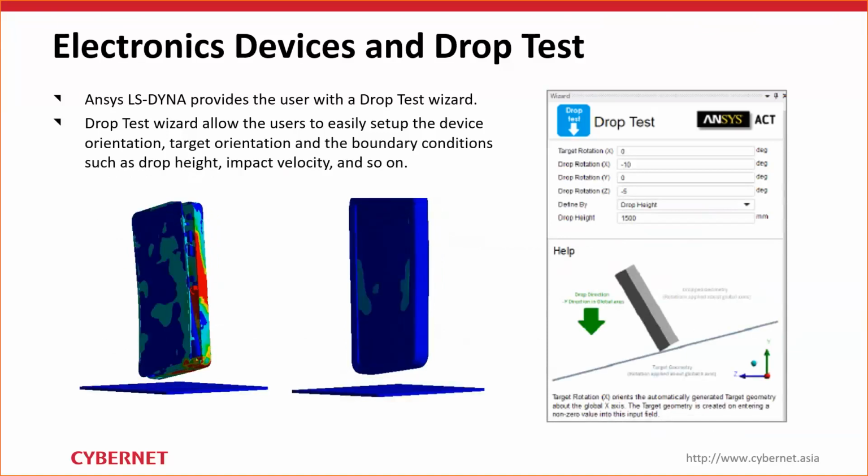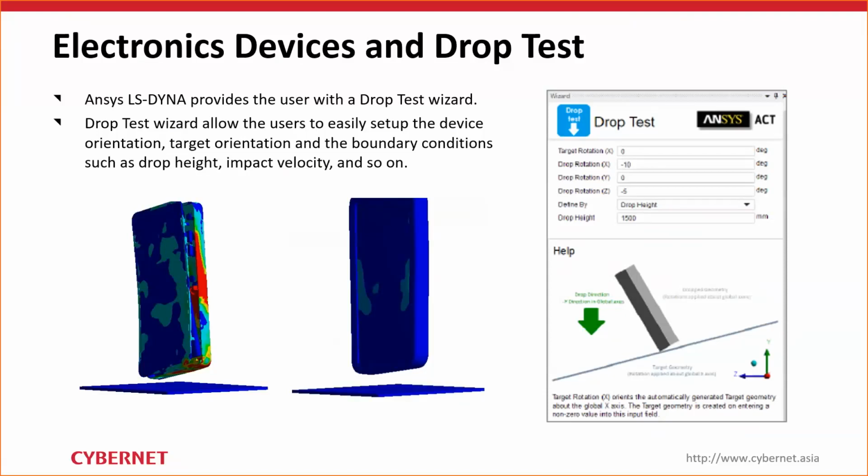One of the advantages of Ansys LS-DYNA is that it is relatively easy to use. I'm not going to say it is absolutely easy to use. I say it is relatively easy to use because of features such as this drop test wizard. This drop test wizard allows users to easily set up the device orientation, the target orientation, and the boundary conditions such as drop height, impact velocity, and so on. In fact, all of the parameters I mentioned in the previous slide can be set quite easily using this particular drop test wizard.